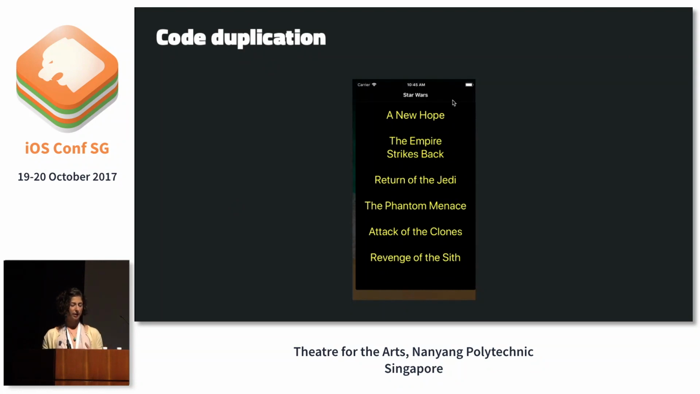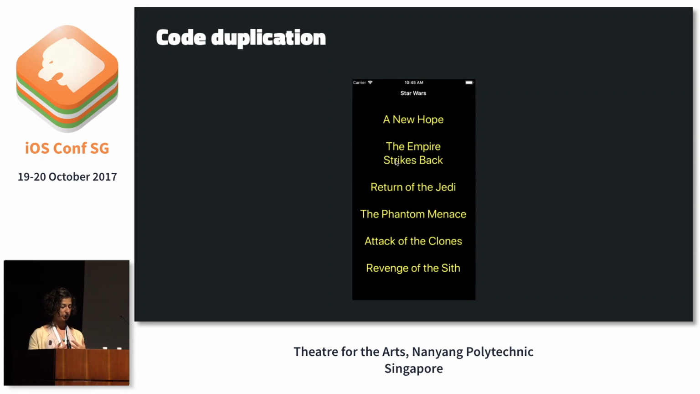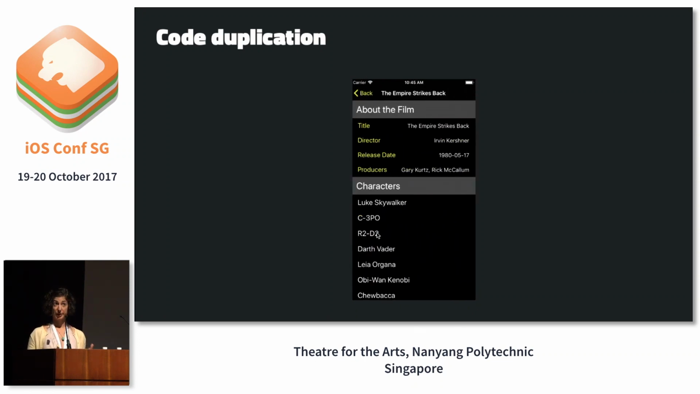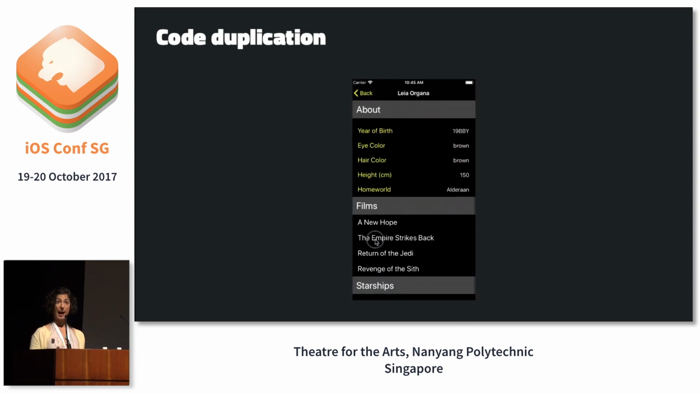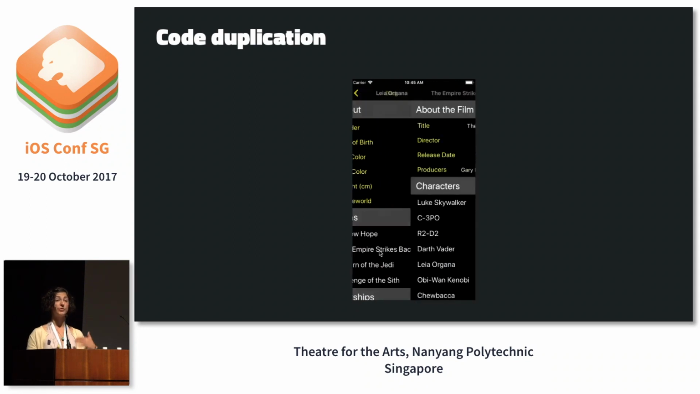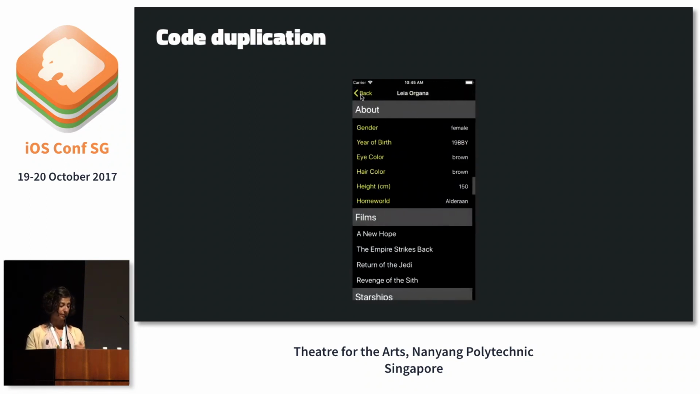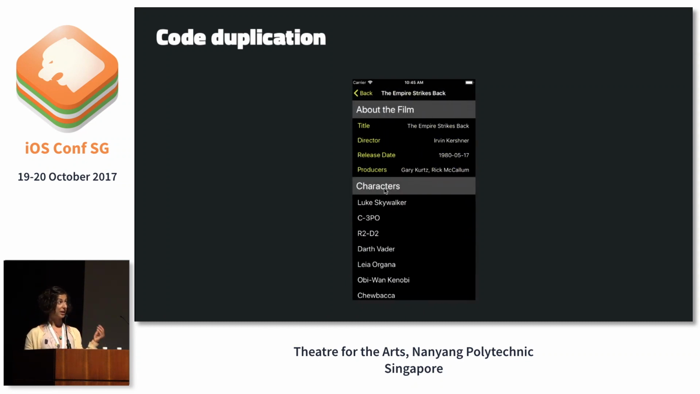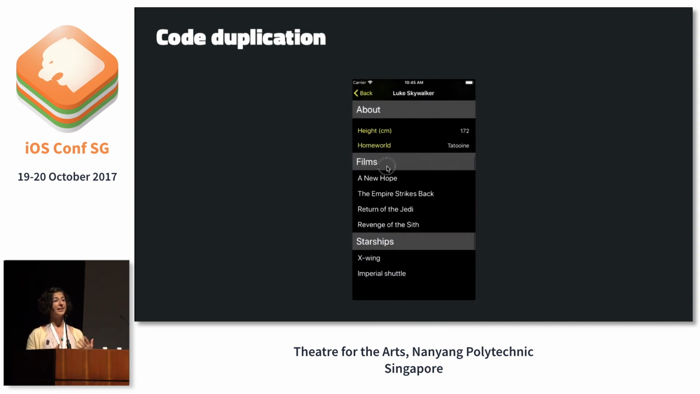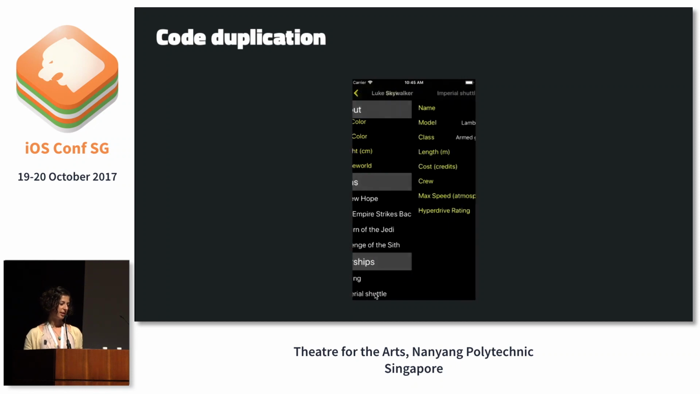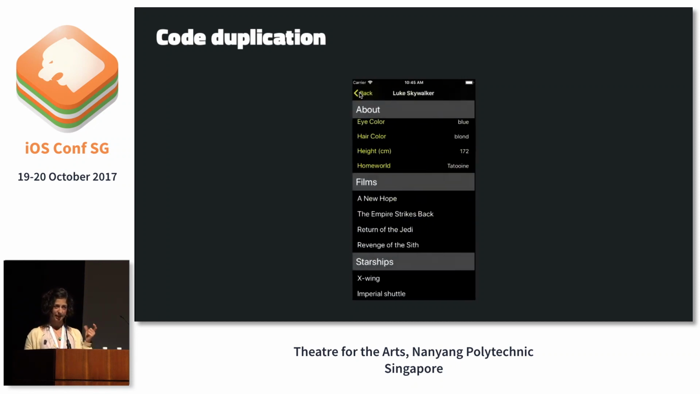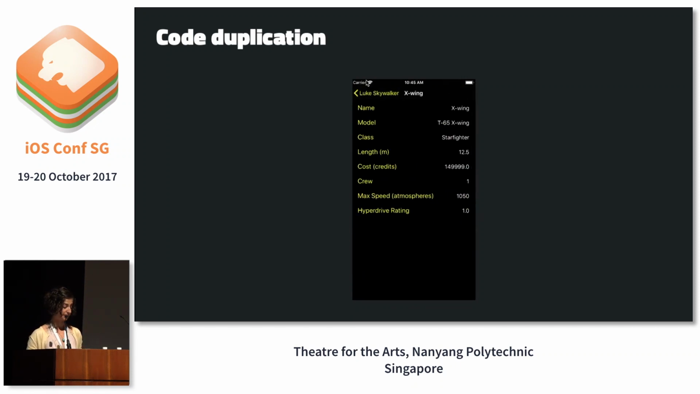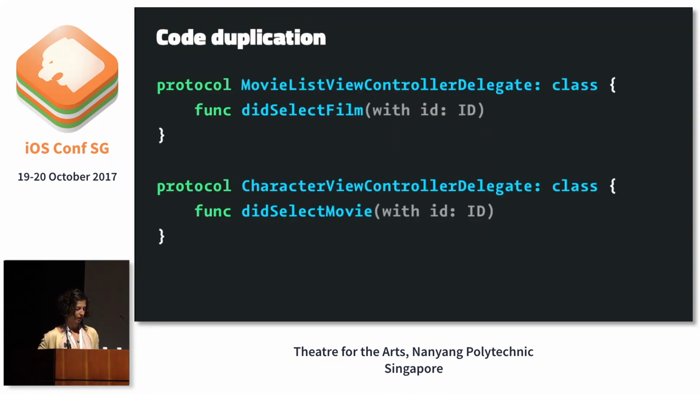So if we go back and look at our app, we remember how the character view controller shows a list of movies that the character was in. Now, if you tap on a movie, it takes you to the movie detail view controller again. So we have two pathways to see movie details. We can get there from the first screen, or we can get there from the character screen.